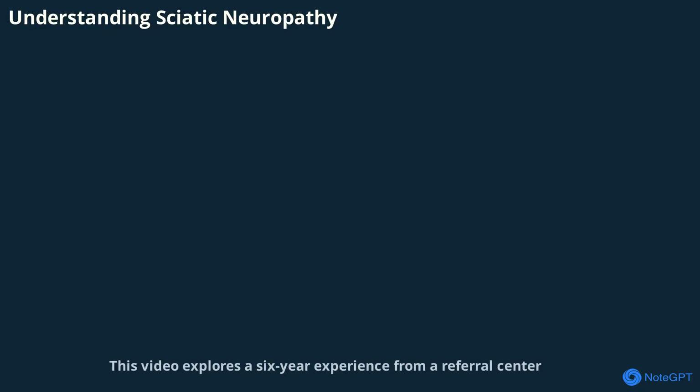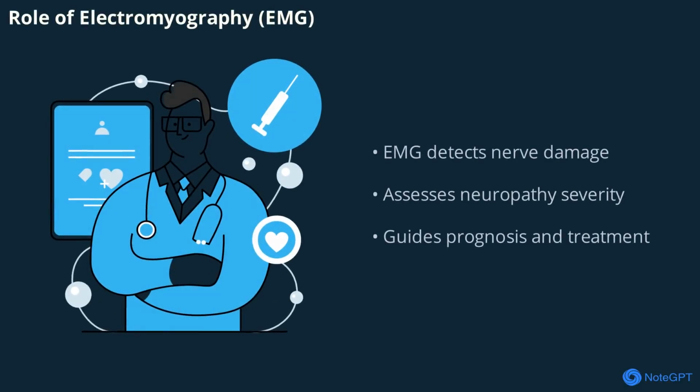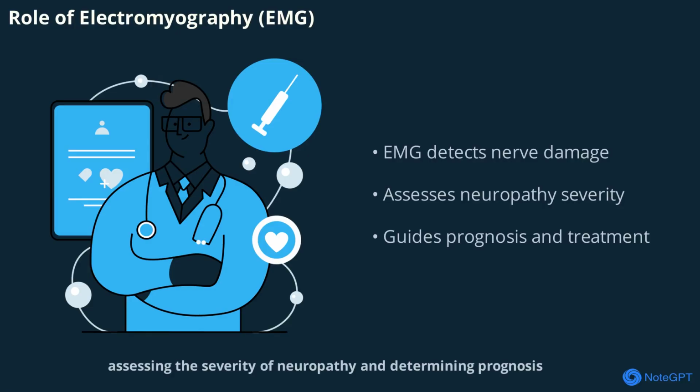This video explores a 6-year experience from a referral center, focusing on the electrodiagnostic features of sciatic neuropathy, its causes, and clinical implications. Electromyography, or EMG, is a powerful tool for detecting and localizing nerve damage, assessing the severity of neuropathy, and determining prognosis. Despite its utility, comprehensive electrodiagnostic analyses of sciatic neuropathy are rare in medical literature. This study bridges that gap by reviewing 6 years of EMG data, providing valuable insights into the patterns and severity of sciatic nerve injuries. EMG helps clinicians distinguish between different types of neuropathies and guides appropriate treatment strategies.